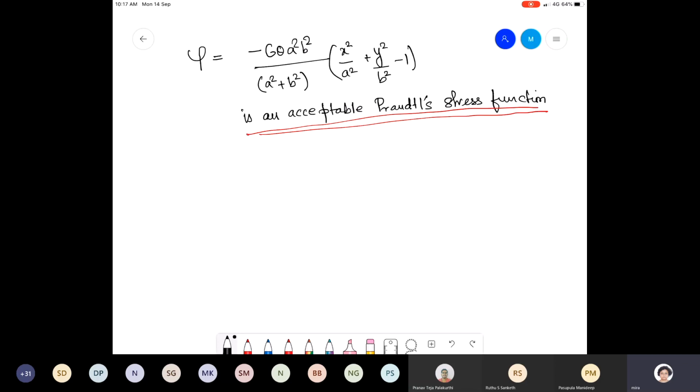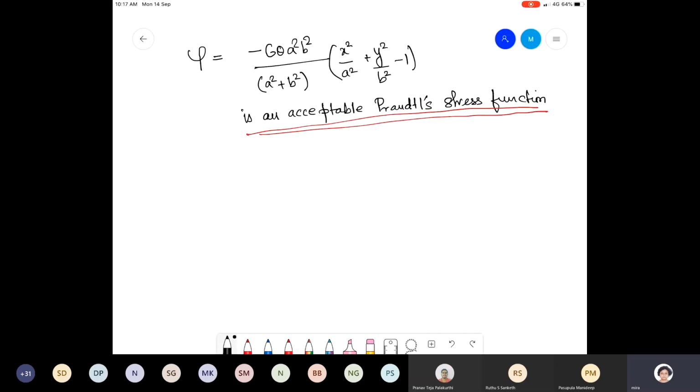Now my point is that you have to somehow, by some means, find or assume a stress function and see whether it is satisfying the two criteria. The method of finding the stress function that I am describing now works for many cross sections. But I should say that it's not a universal method. There could be a cross section where this method will not work.